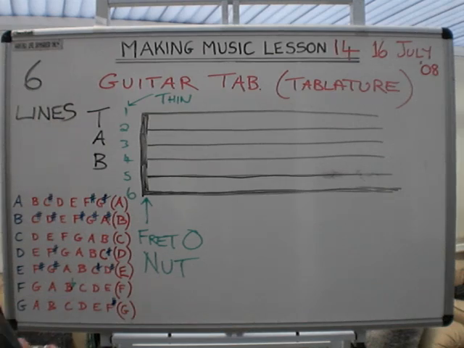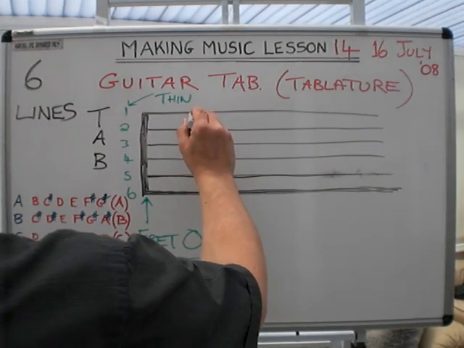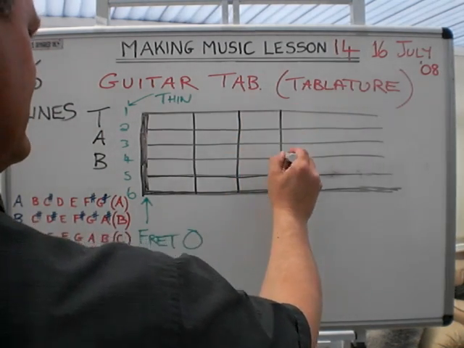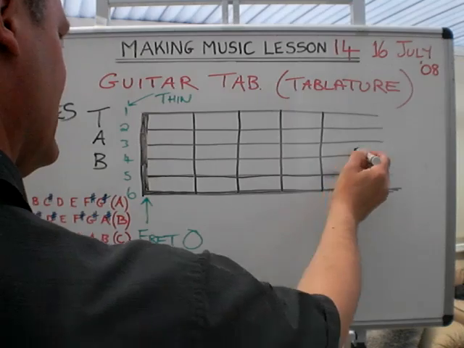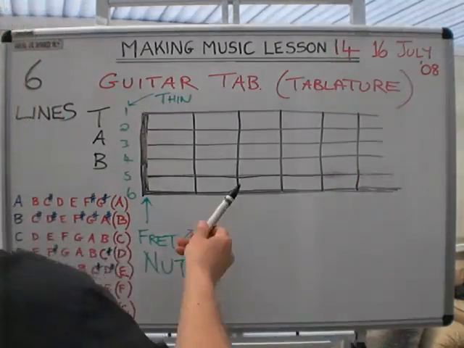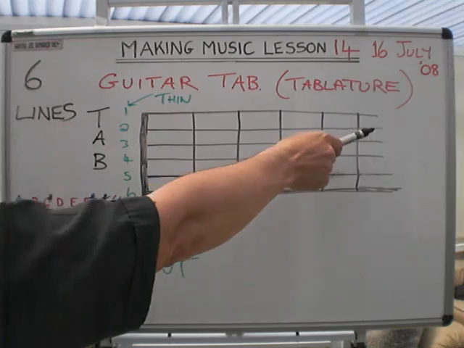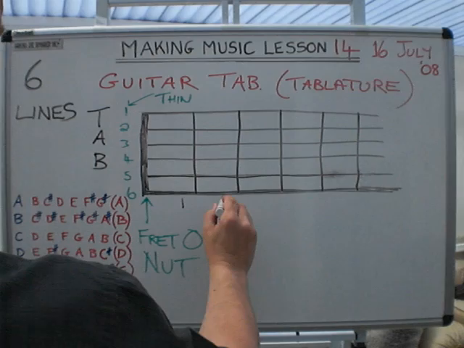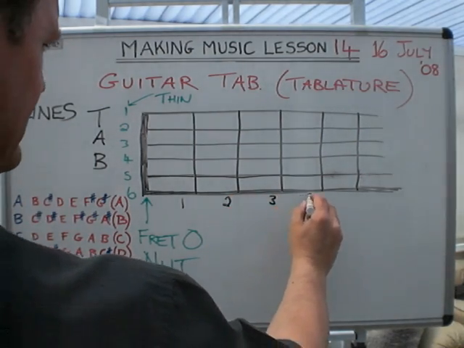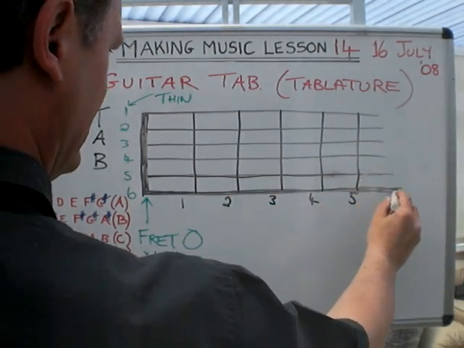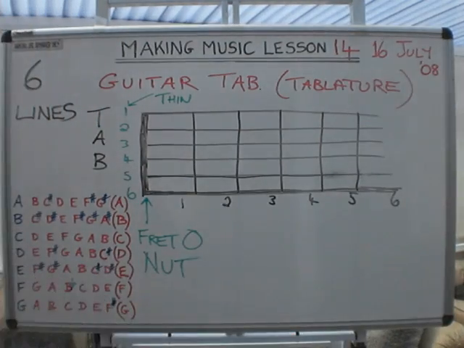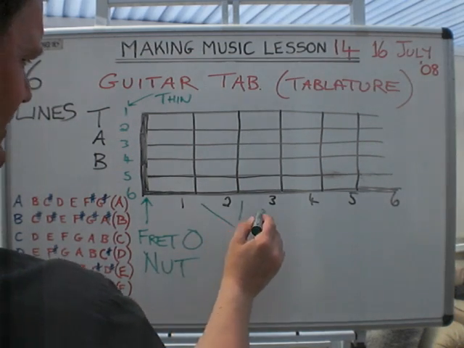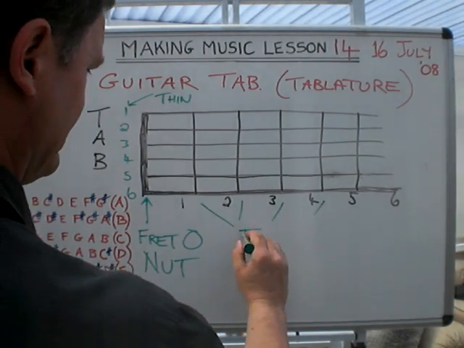Now I want to draw some lines vertical. Frets, we're drawing in the frets. And as you go down your guitar, you'll notice that they actually get closer together. I'm just going to write numbers in here. 1, 2, 3, 4, 5, and so forth. So these, okay, just like that, for example, frets.